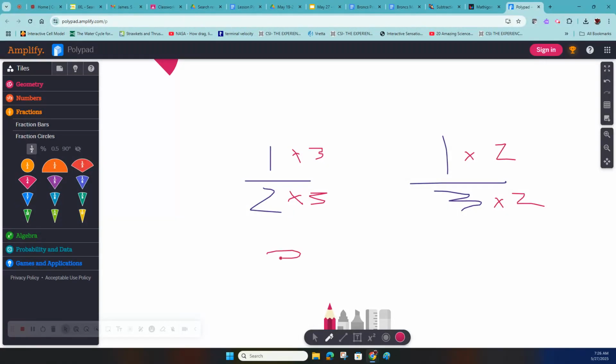1 times 3 is 3. 2 times 3 is 6, of course. 1 times 2 is 2. And 3 times 2 is 6. Check it out. Which one's greater? Easy to compare because they have the same denominator. They have a common denominator.